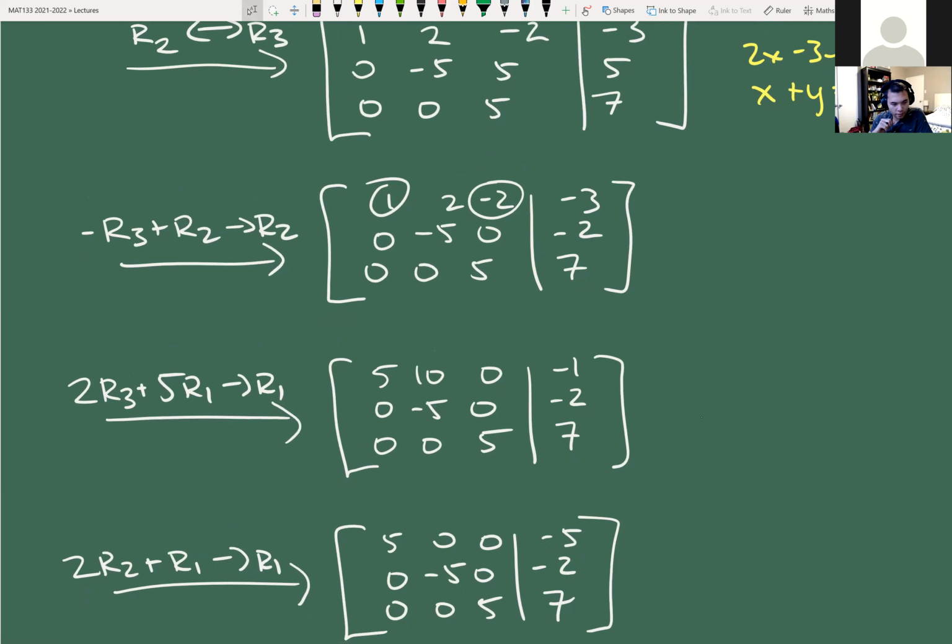What, 2/5 row 2 plus R1? You could have done that. The reason why I didn't is because, again, it's going to give me fractions, right? So you're right. There's a sense in which that would have saved me a little bit of time, but it would have led to fractions.